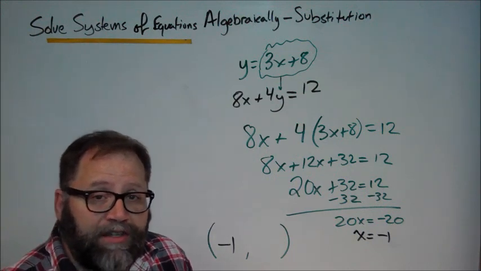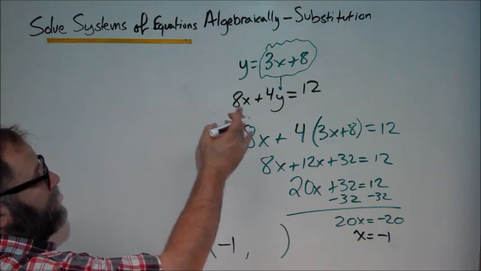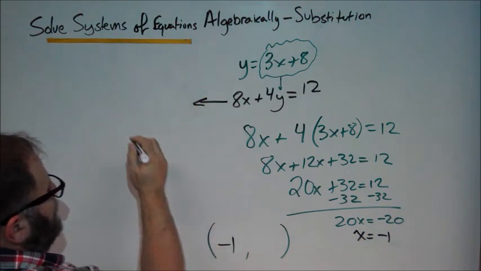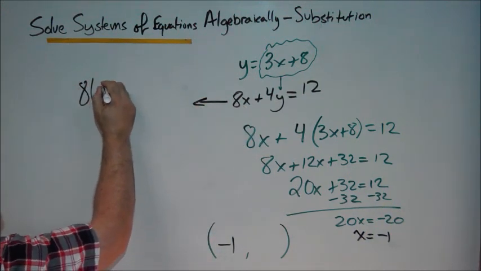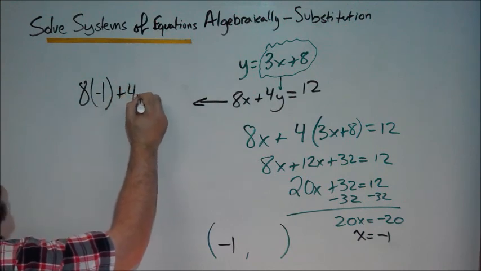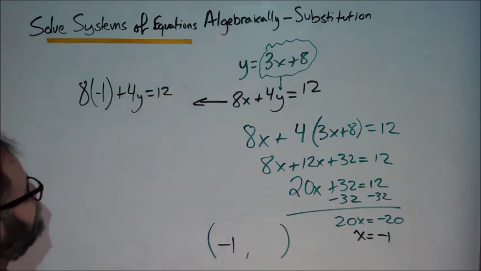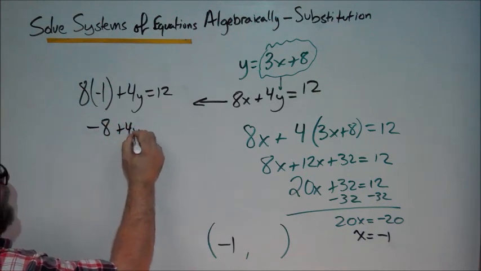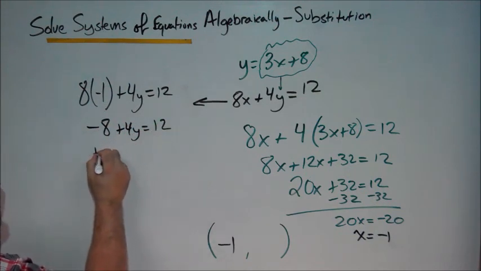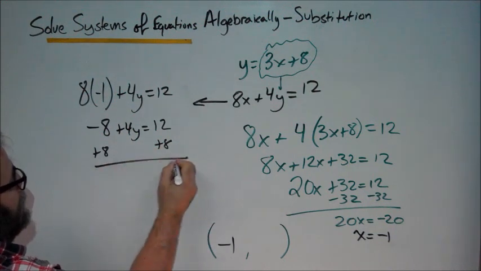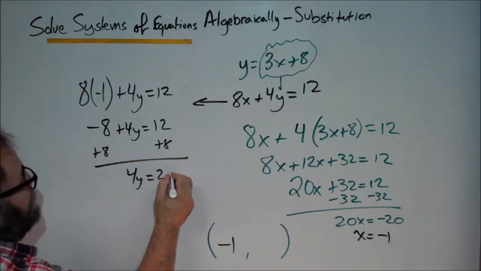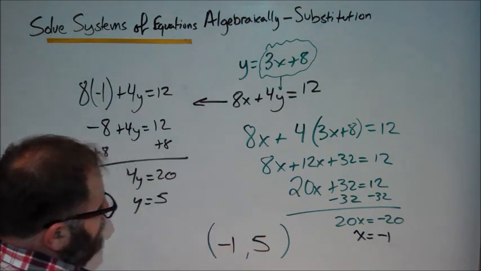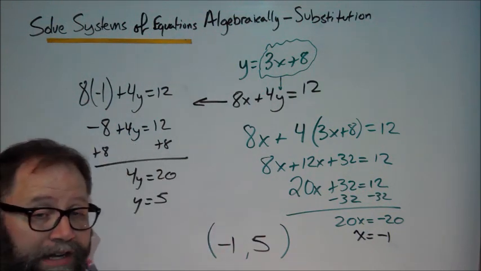All right, let's take that solution and plug it back into one of our equations and solve for y. I'm going to use this one here. So that's going to give me 8 times negative 1 plus 4y equals 12. 8 times negative 1 is negative 8 plus 4y equals 12. I'm going to add 8 to both sides. That's going to give me 4y equals 20. y then equals 5. We have a solution.